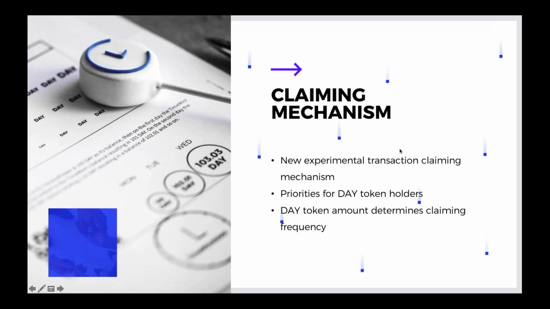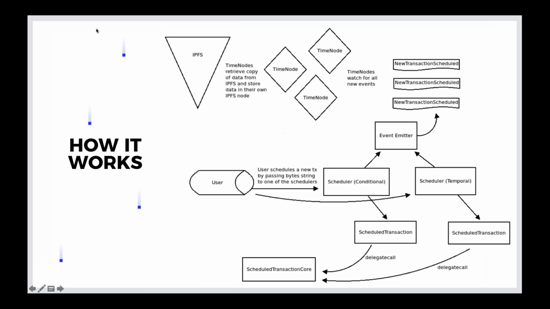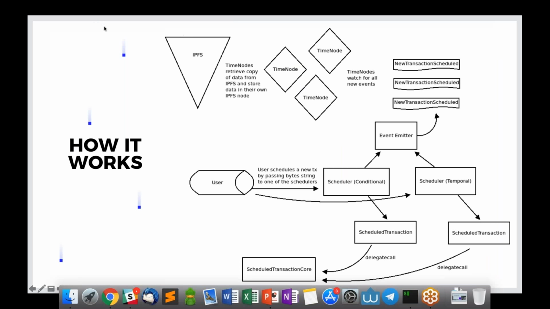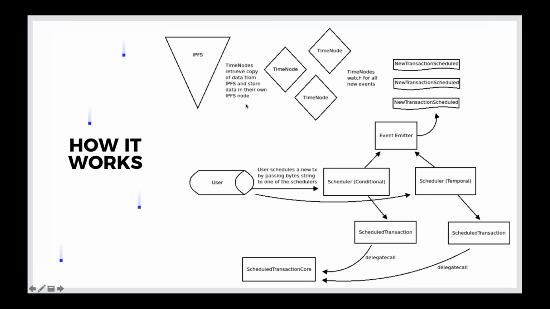So yep, let's go through the last thing. Let's go through a short rundown of how this system looks. Basically we have the user here who would schedule transactions, and he would schedule them either as a conditional transaction or as a temporal transaction. Depending on which transaction has been scheduled, these schedulers would inform the event emitter, which would inform the time nodes that a new transaction has been scheduled.